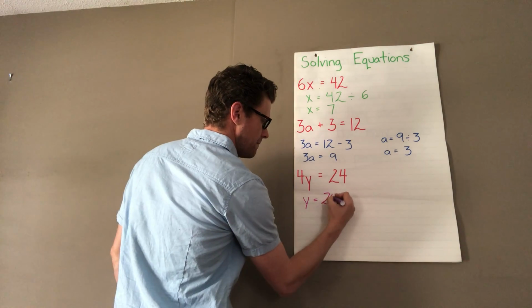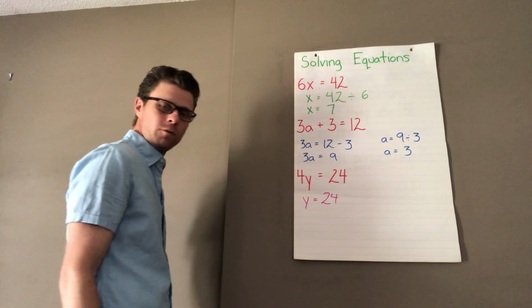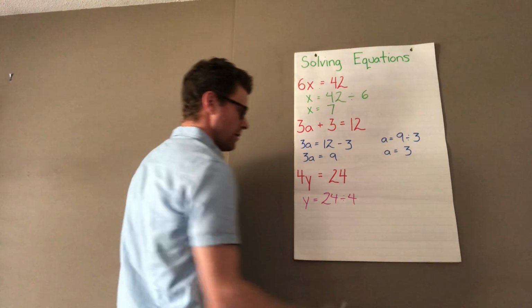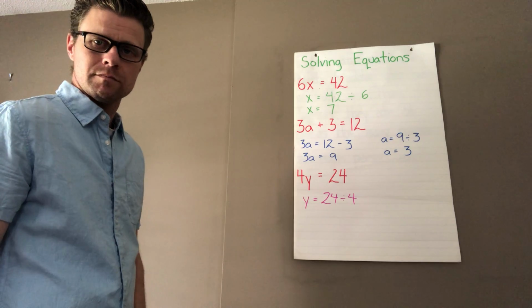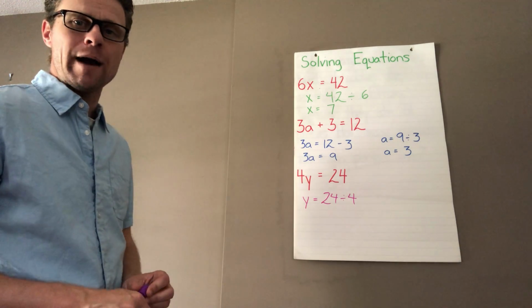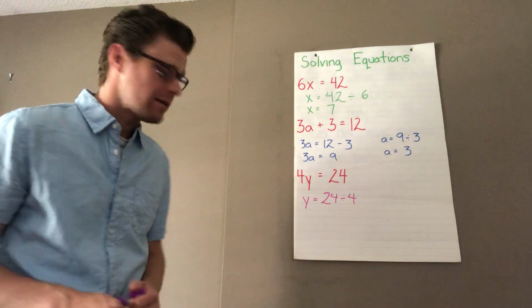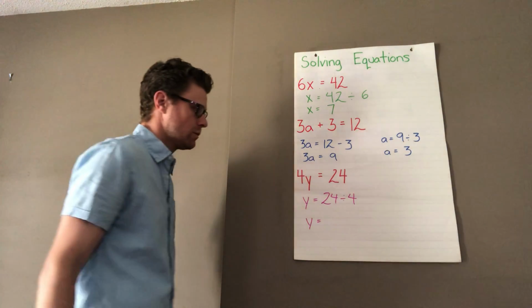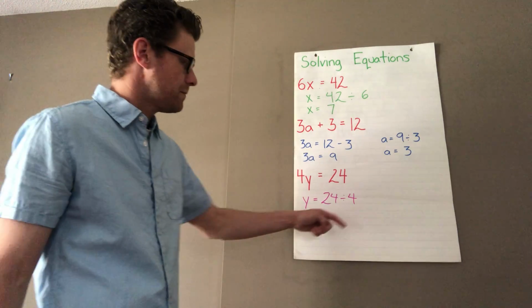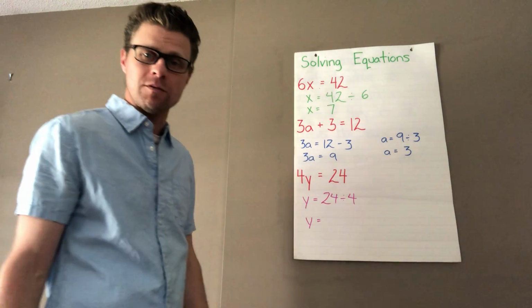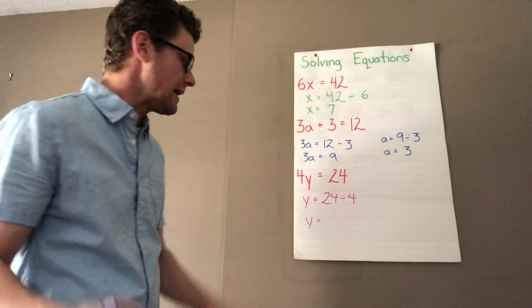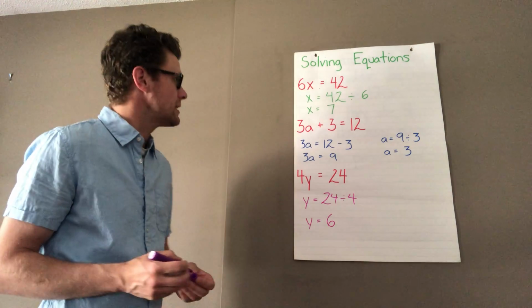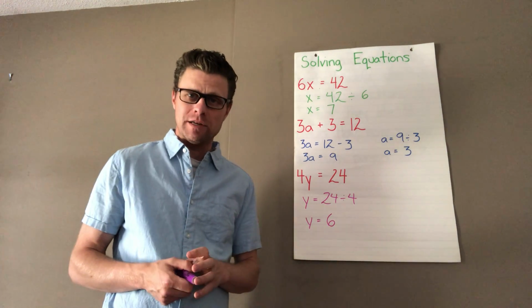So y equals, now remember, this means multiplication for y, but now we want to divide because it's going to the other side of the equal sign. Okay? 24 divided by 4. And what's 24 divided by 4? How many groups of 4 are there in 24? What times 4 equals 24? 6. y equals 6. This is how we solve an equation.